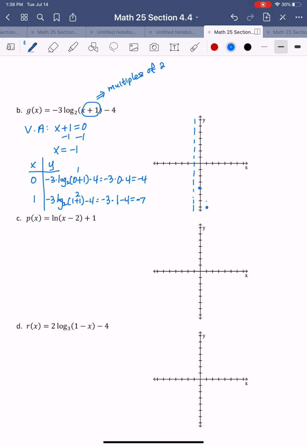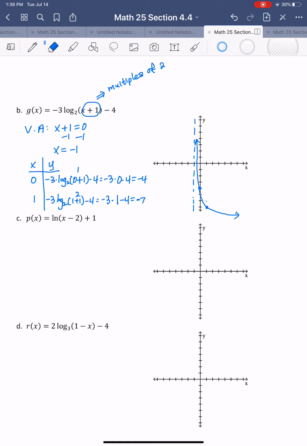So this graph is actually going up along the vertical asymptote, right? So the graph is going to go like this.